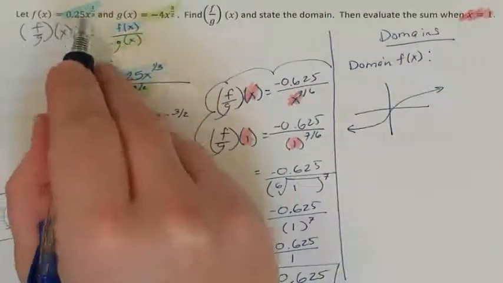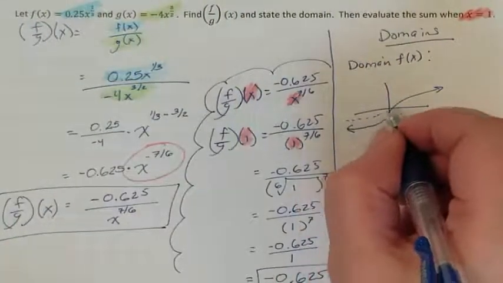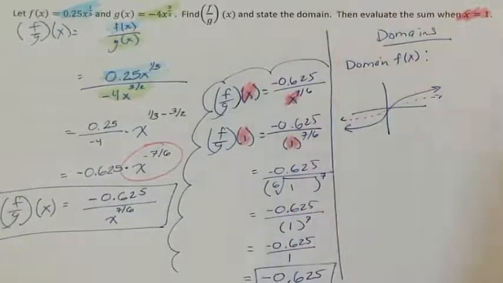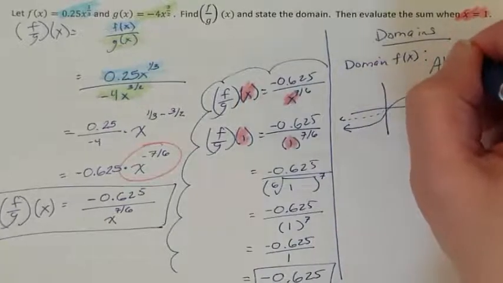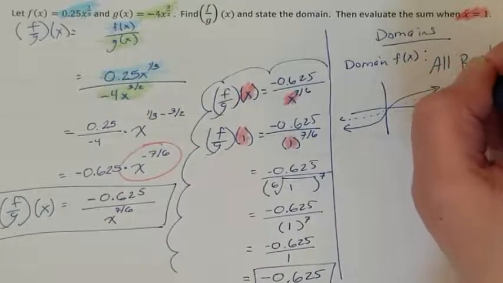It's got a vertical shrink. So ours vertically shrunk and it just kind of looks like this instead. It's still always to the left and always to the right. So its domain is all real numbers.